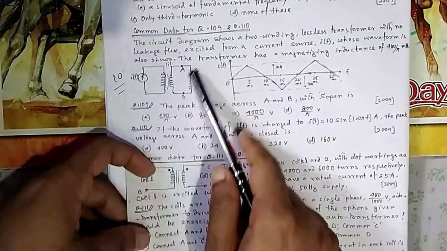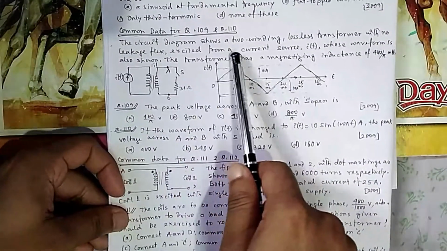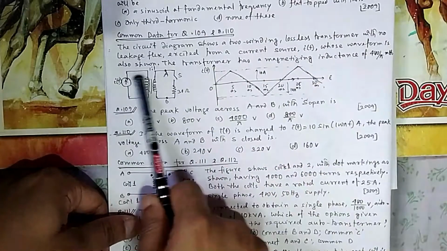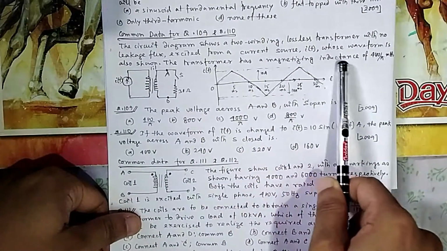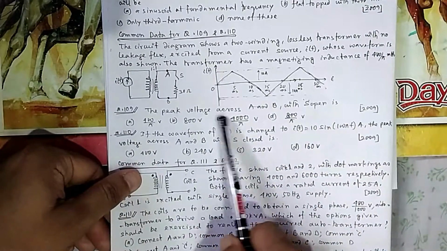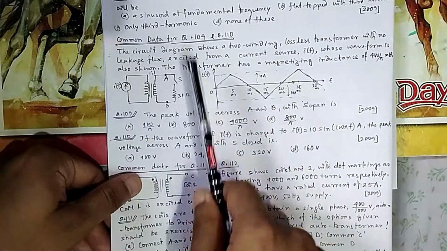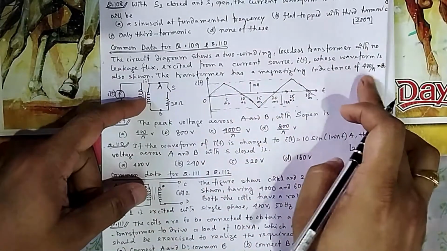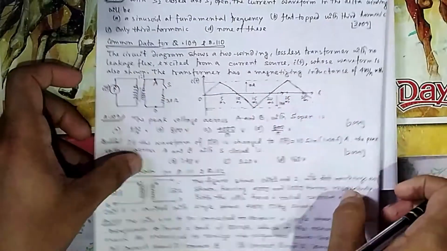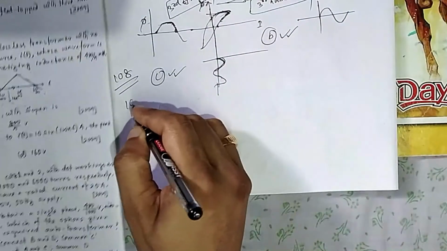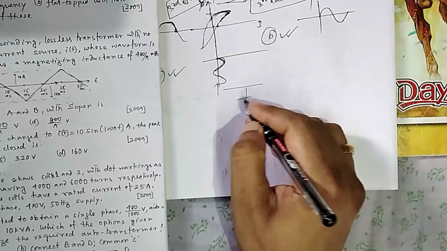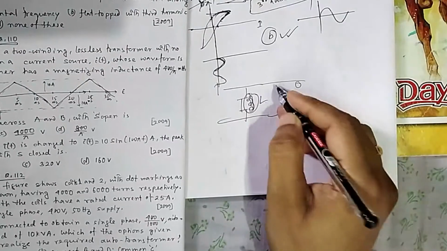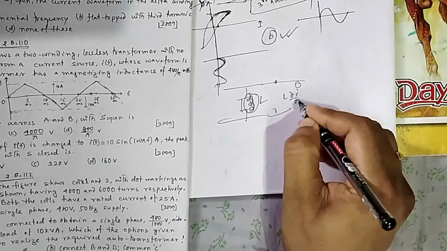Now if you come to question number 109 and 110, the circuit diagram shows a two winding lossless transformer with no leakage flux excited from a current source IT, whose waveform is shown here. The transformer has a magnetizing inductance. The peak voltage across AB with S open: when S is open, no R is there, so it is simply L di/dt, because in the equivalent circuit for 109 only the magnetizing portion is there. This is highly inductive, so we only take L. So what is this voltage? L di/dt.